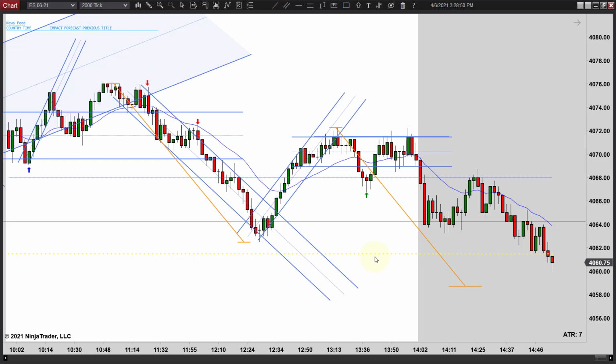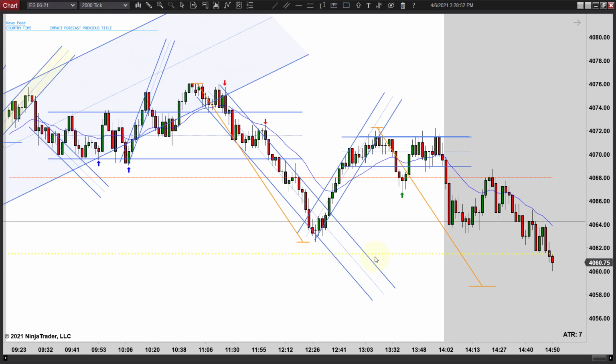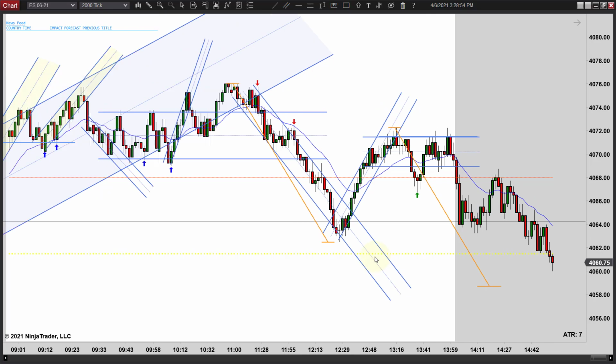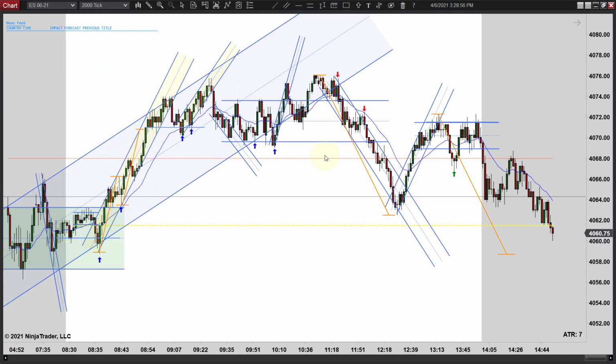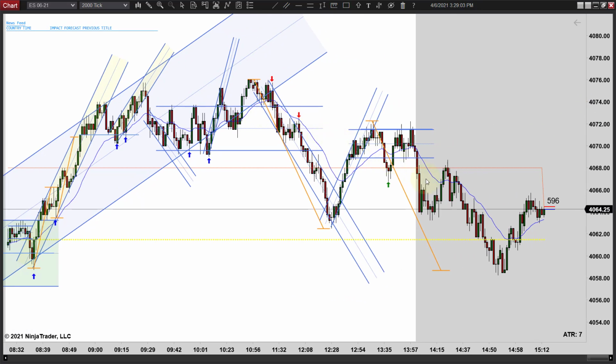So not much going on after lunchtime. It's really quiet, not a lot of volume. I just think people are a little afraid to buy into these very highs, and there's not much selling coming in. Eventually we did make that next leg down. You can see it right there.